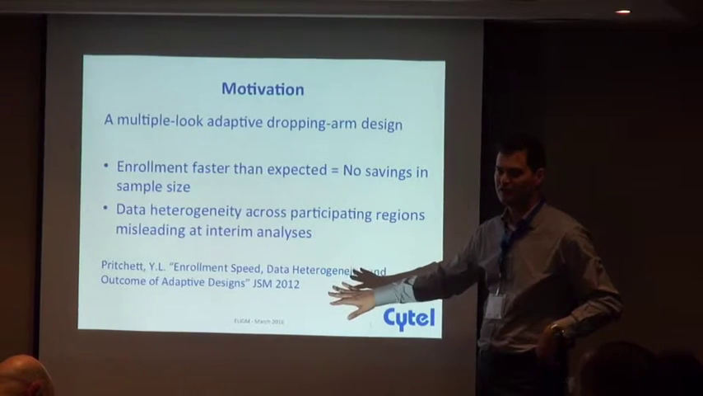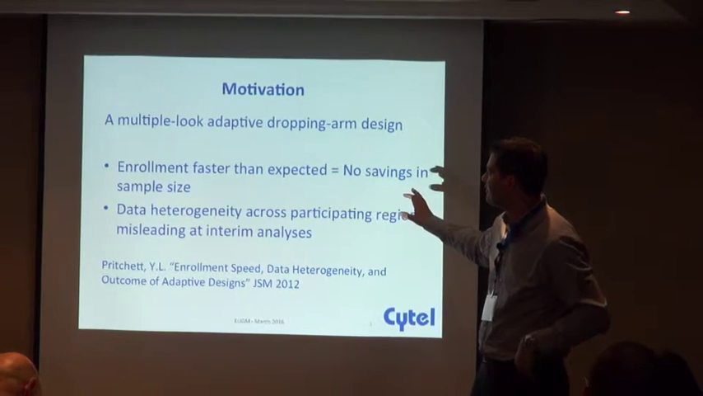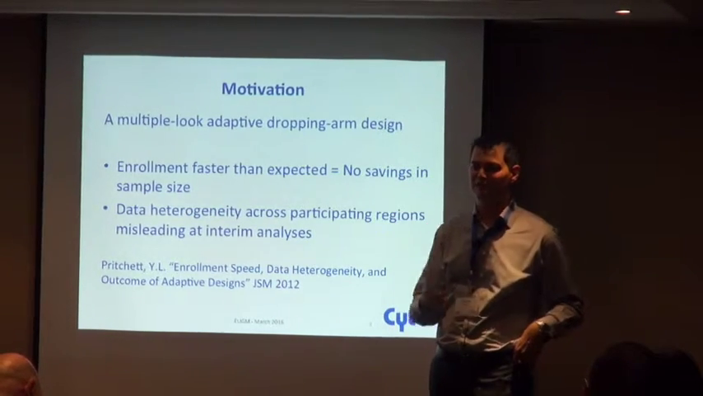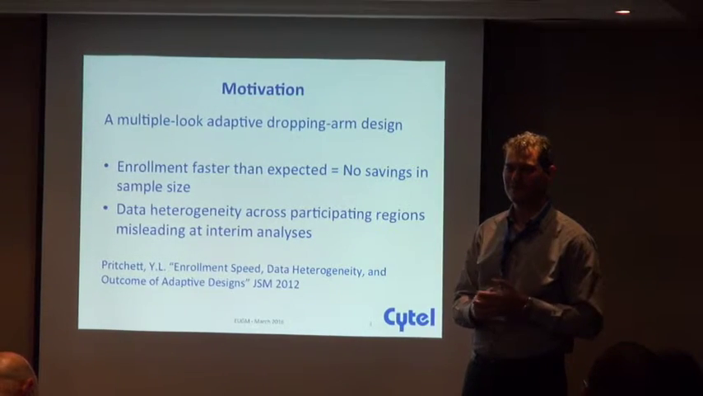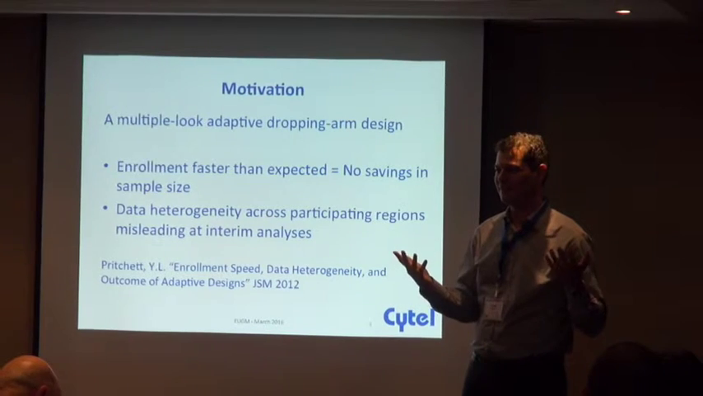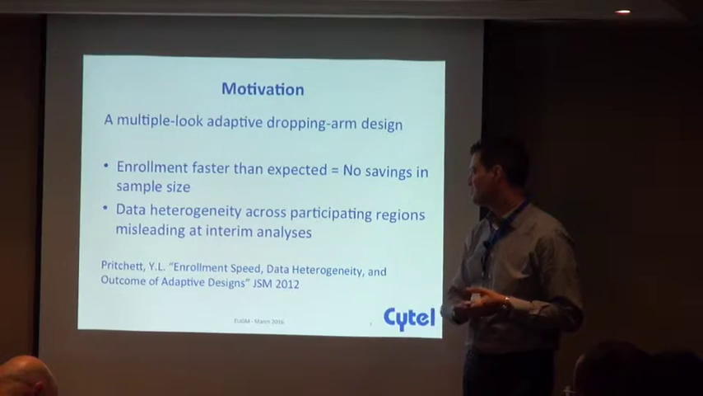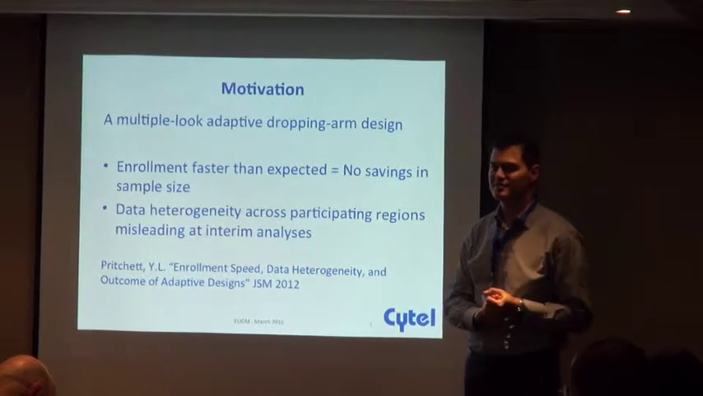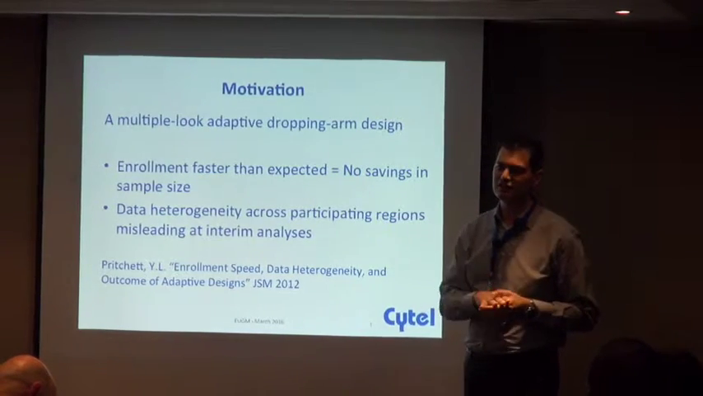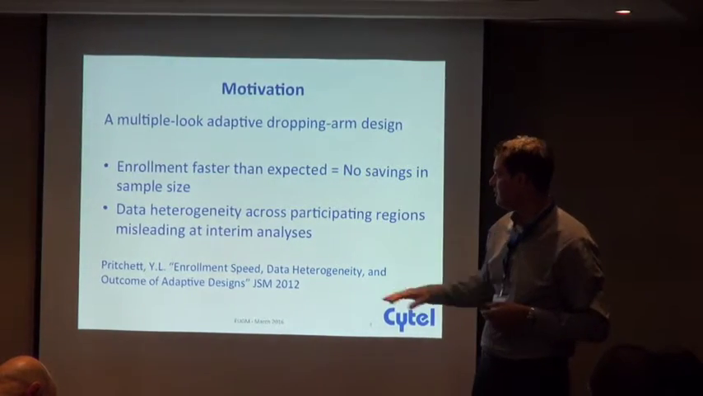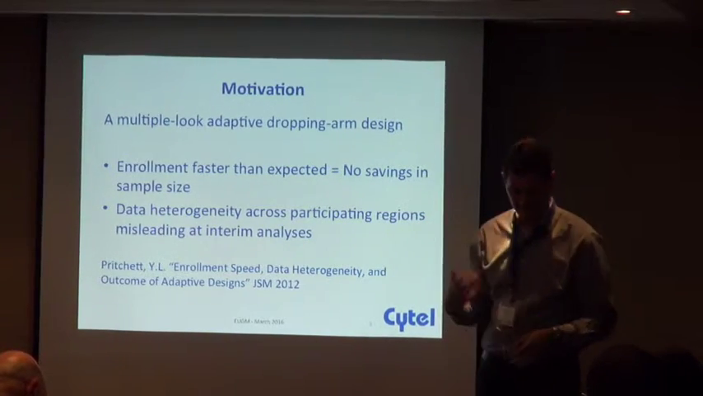And she highlights 3 things in her talk. I'm going to mention 2 of them. So one of them was that enrollment ended up being faster than expected, and there were no savings in sample size. They stopped for futility, but they had enrolled everybody. Another one was that there was data heterogeneity across participating regions. And this was hinted at. I don't know if it really happened. Well, it may have. It was misleading at the interim analyses, and I'll go over this.